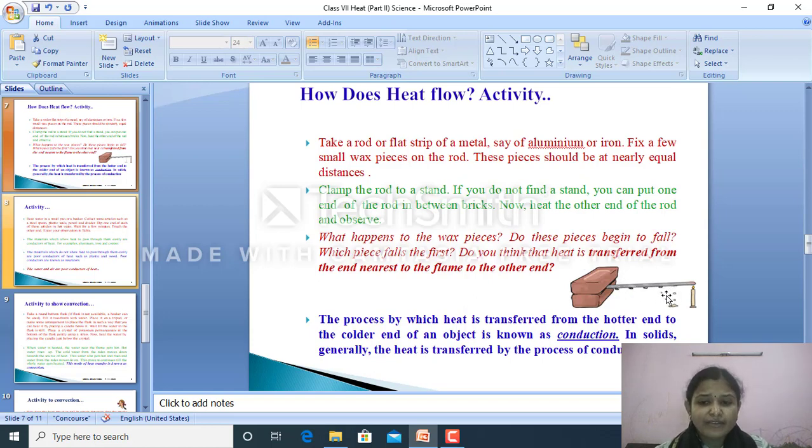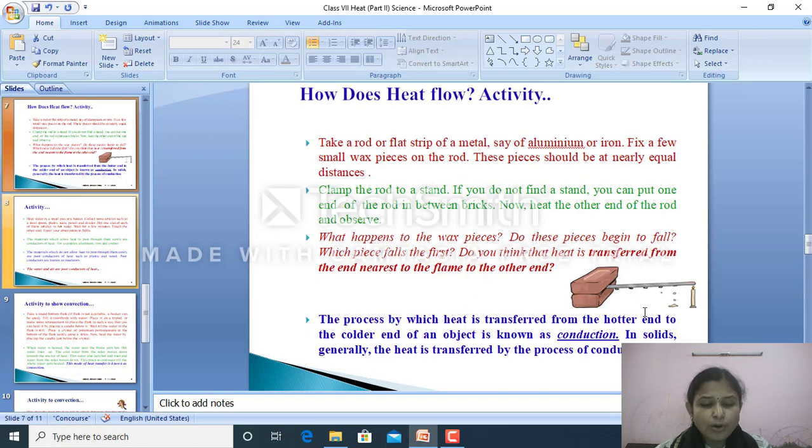And here what we have done, first of all we have fixed this rod of metal in between the bricks, to keep it steady, to keep it firm. Then wax we have attached to this metal, and on one side we have placed a candle. After some time you will see that one by one, first the wax which was nearest to the candle will melt, then this wax will melt, then this wax will melt.